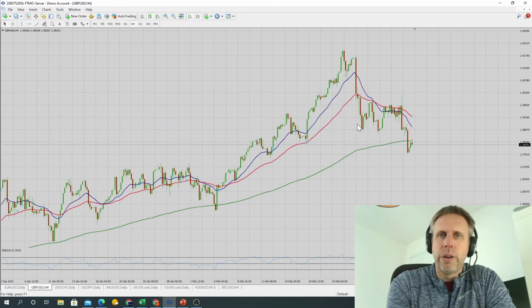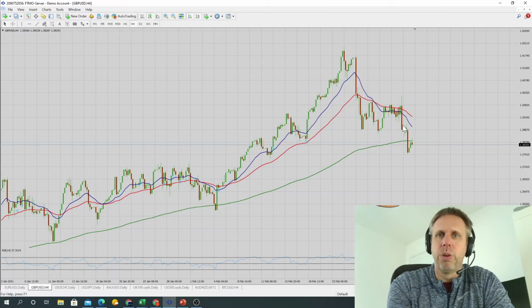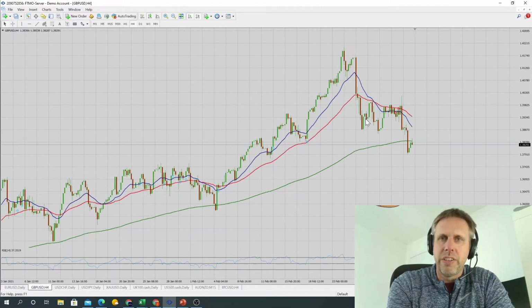If we zoom into the 4-hour chart, we can see previously there was a double top. It had a reversal pattern and price crashed all the way back down. It started to consolidate going sideways and has now broken back down to the downside. So it's clear on the 4-hour chart this is now starting into a downward trend, and obviously we'll be able to verify that on the lower time frames.